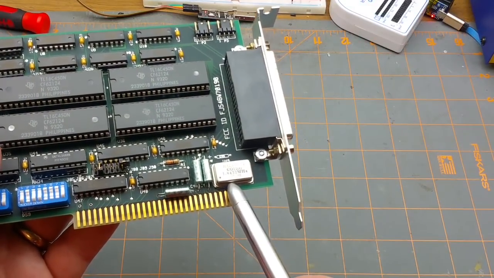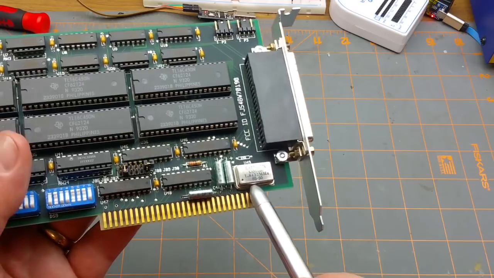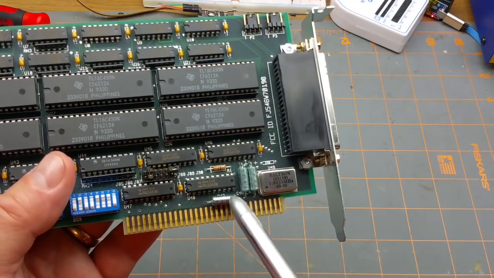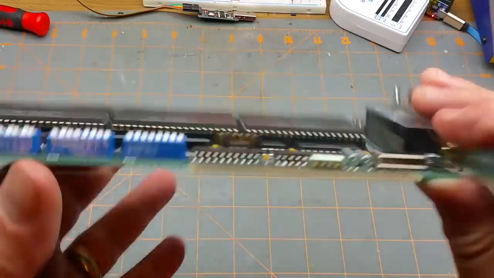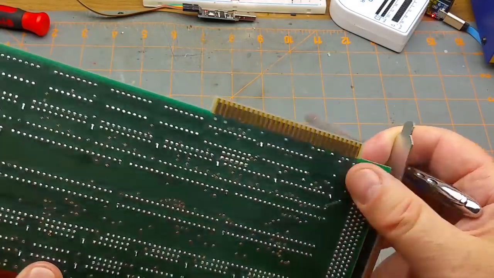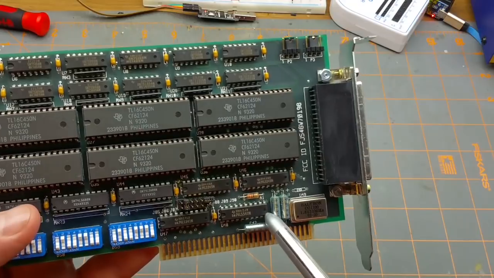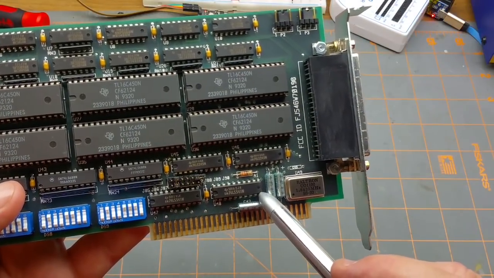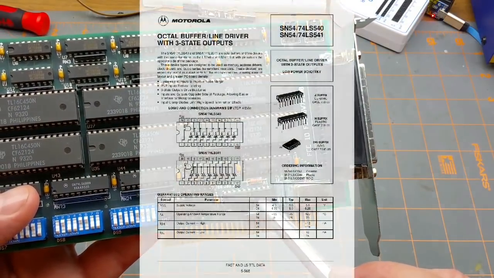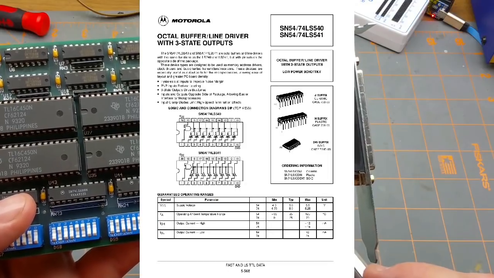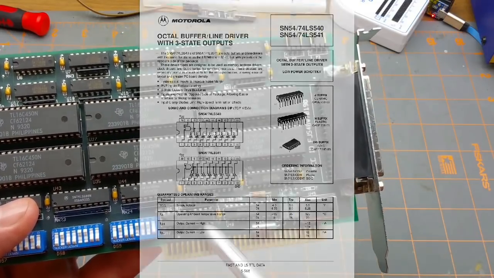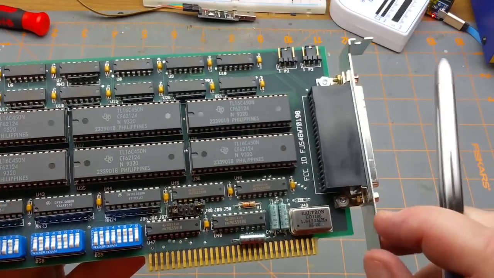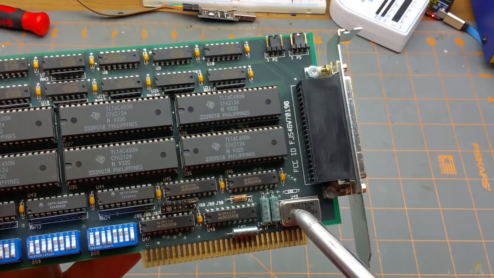There's a 1.8432 megahertz clock crystal down there with its little capacitors, not controlling it, stabilizing it. And this 74LS541 is probably part of the clock circuit, I would guess. Oh, there's another one right beside it. I haven't traced this.